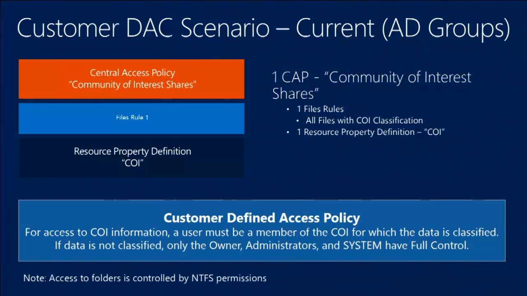So if the data is labeled as COI1 or classified as COI1 data, only people in the COI1 group should have access to it. If the data is not labeled, they should not have access to it. Only the administrator, the owner, and the system itself. At the very bottom, you see a little note, in really tiny font: access to the folders is still controlled by NTFS permissions.